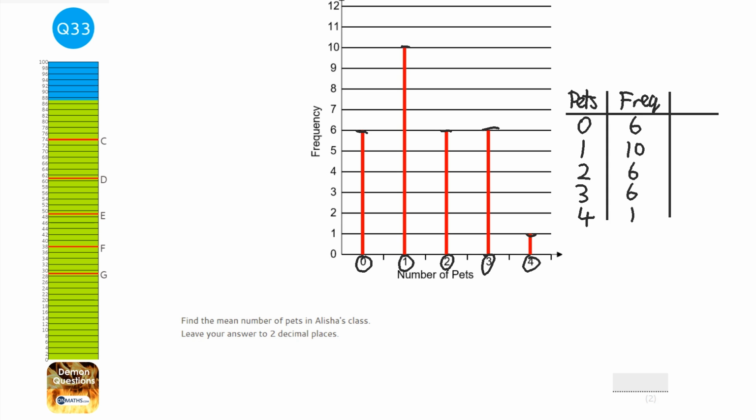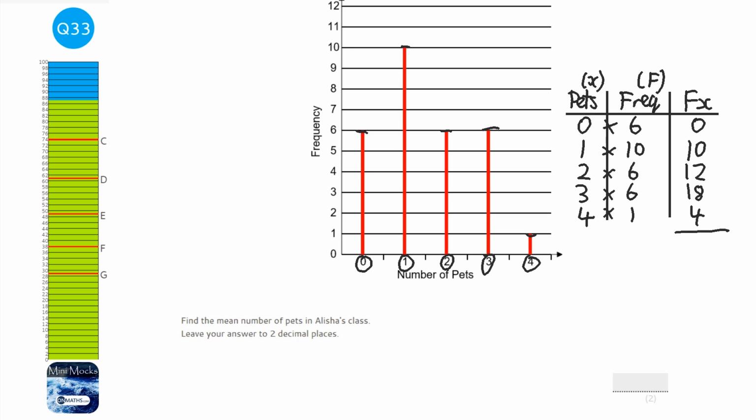Now to find the mean you add an fx column, and I always call whatever is here x, and I always call the frequency f. So it's the fx column, and you just times them together. So it's just a way of finding out those 6 that were 0, well how many is that in total? Well that's going to be 0. Those 10 that had 1 pet, how many pets is that in total? 10. Those 6 people who had 2 pets, well how many pets are there in total? Well 2 times 6, which is 12. There were 6 people with 3 pets, so that's 18 pets altogether. And there was 1 person with 4 pets. So that's 4 altogether.